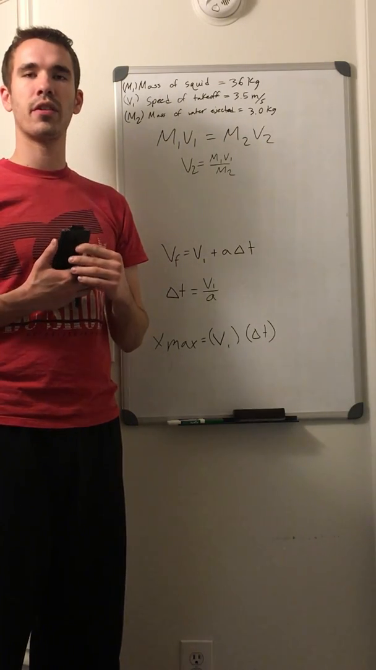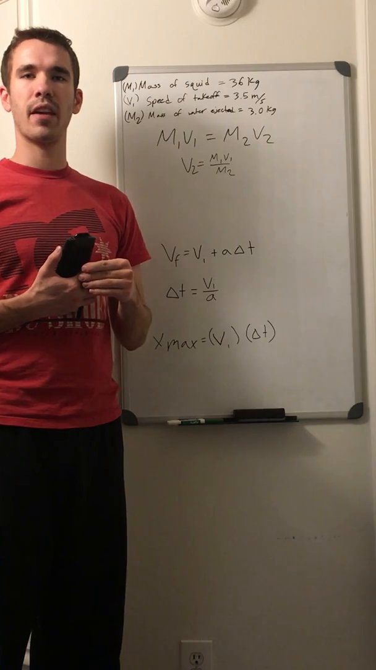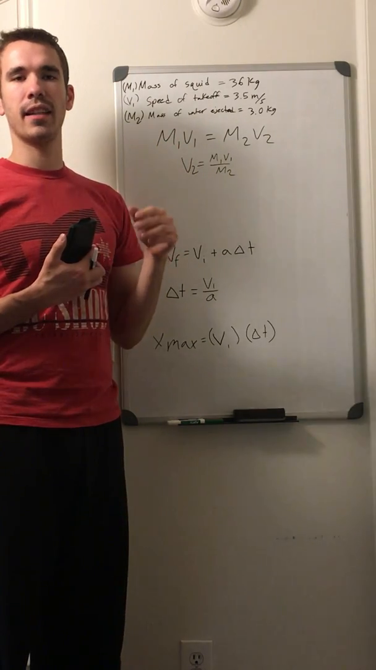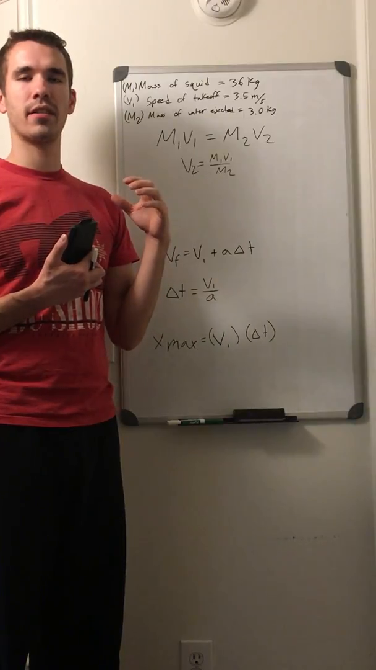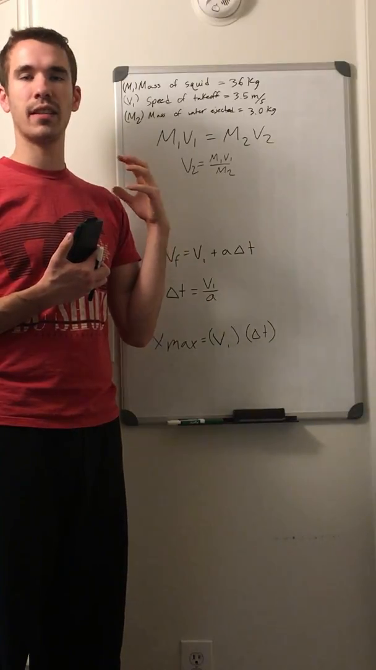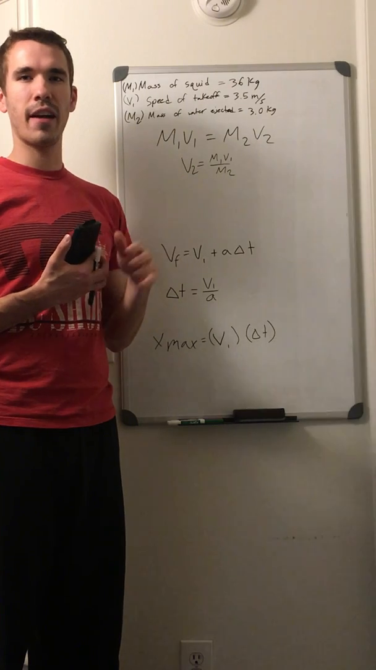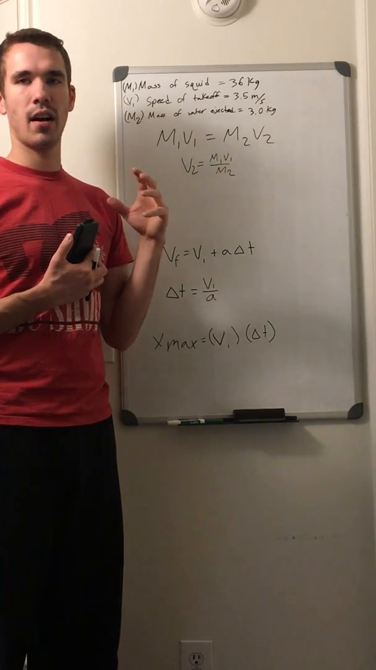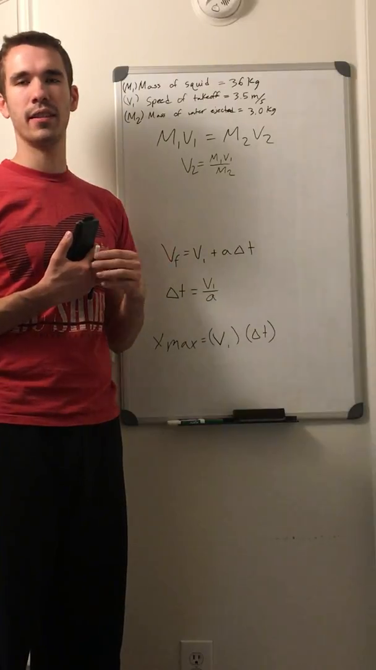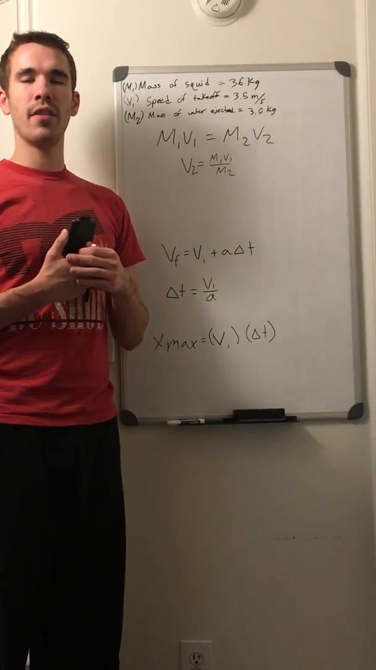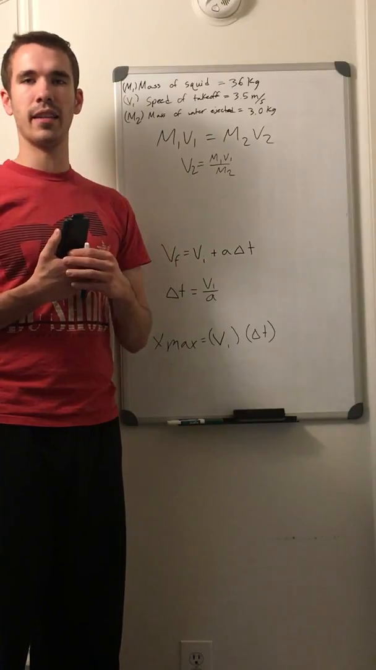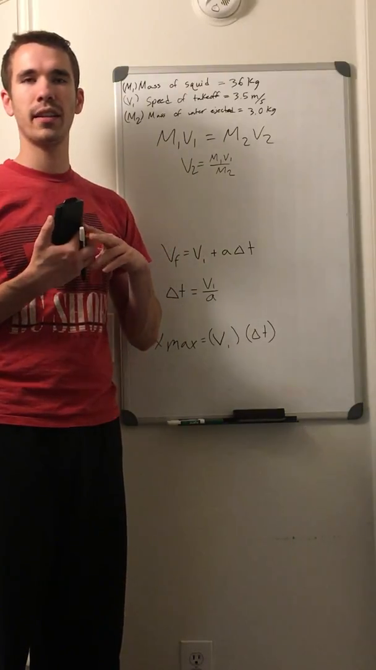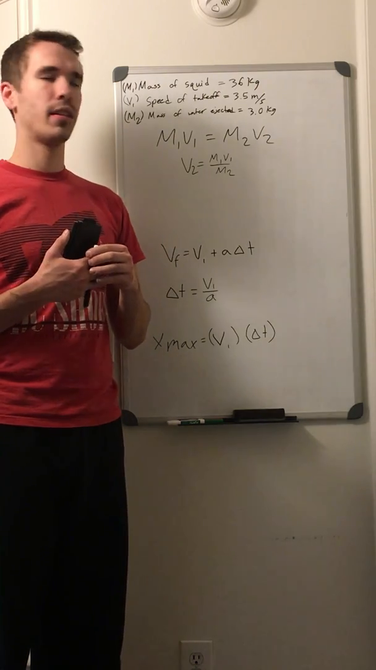The first part of the question is if we have a 36 kilogram squid that is ejecting water at a velocity that is achieving a takeoff speed of 3.5 meters per second, and it's ejecting a mass of 3.0 kilograms of water. The question in part A is, what speed is the water that's being ejected from the squid?